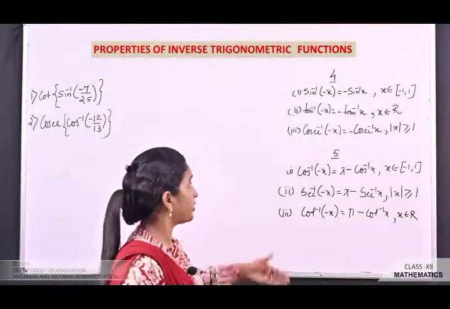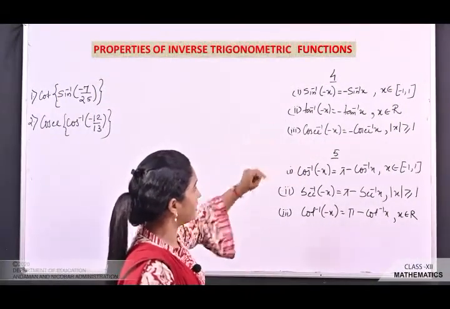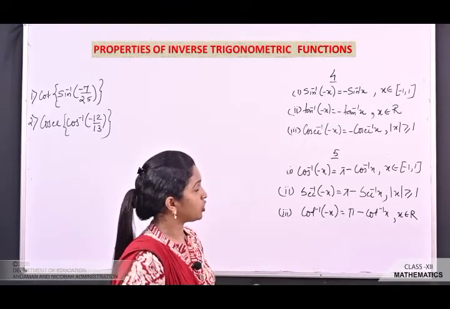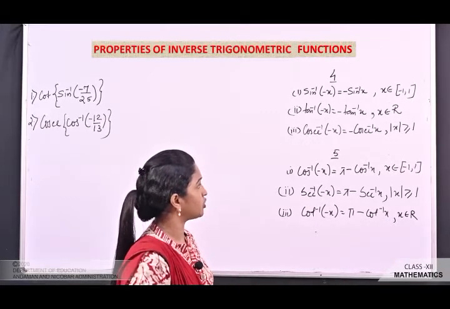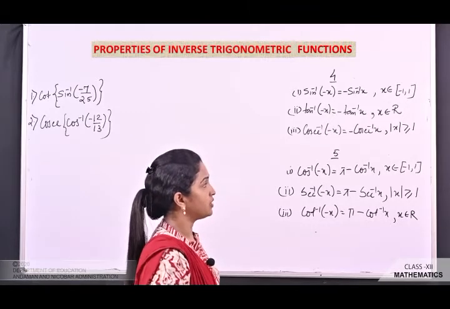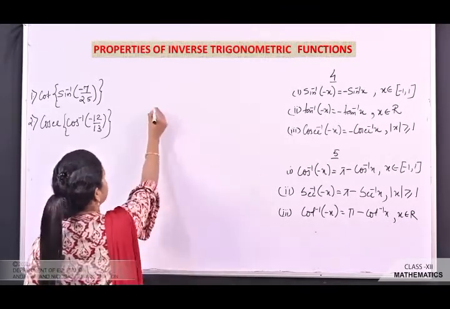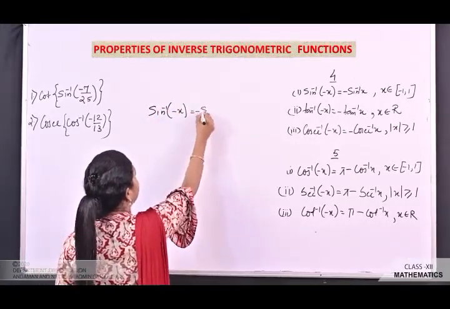Now you can see property number 4 and 5, both I have written on the board. The fourth property is sin inverse of minus x is equal to minus sin inverse x, x belongs to [minus 1, 1]. Tan inverse of minus x is minus tan inverse x, x belongs to R. Cosec inverse of minus x is equal to minus cosec inverse x, mod x greater than or equal to 1.